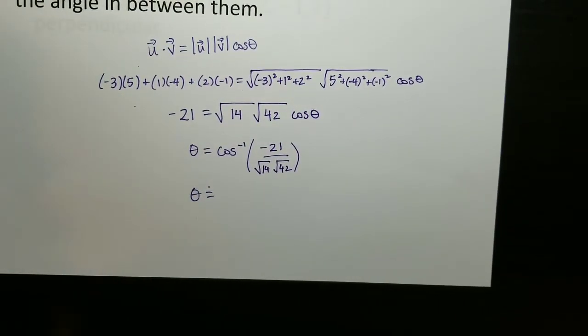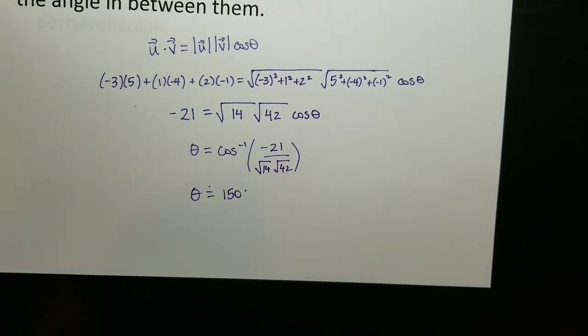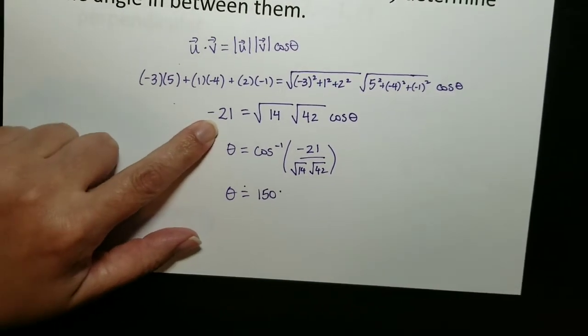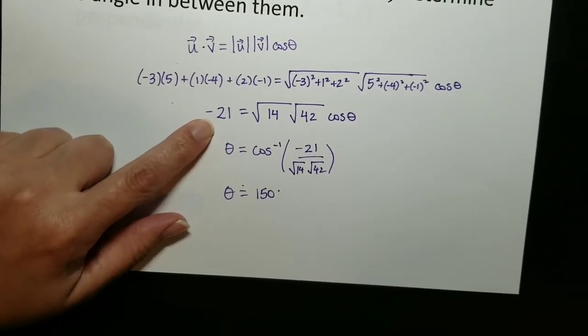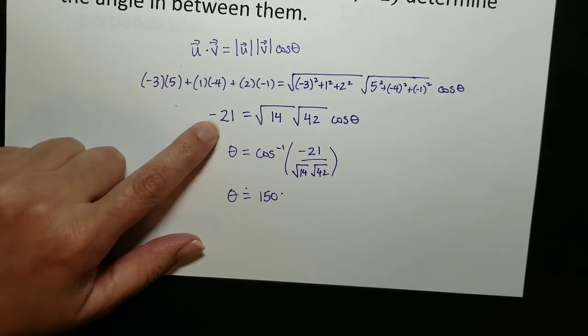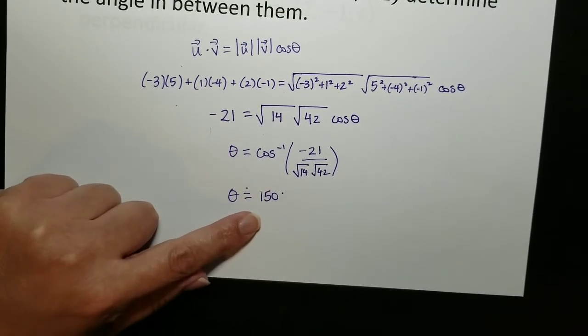So I get 150 degrees. Right on, actually. Remember that if the angle is bigger than 90, the dot product will be negative. So seeing that dot product as a negative value, I knew for sure that this would be an obtuse angle between 90 and 180.